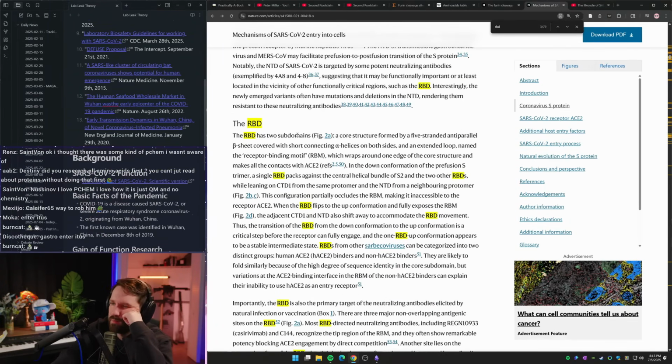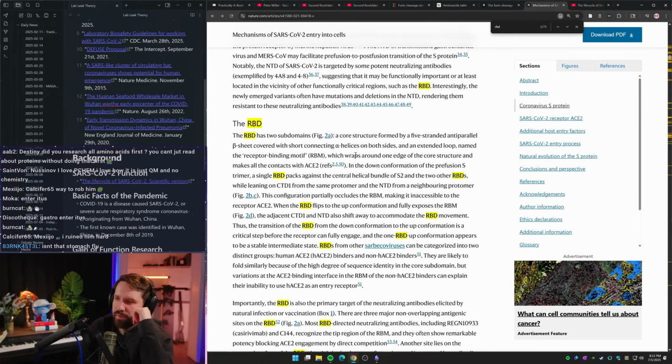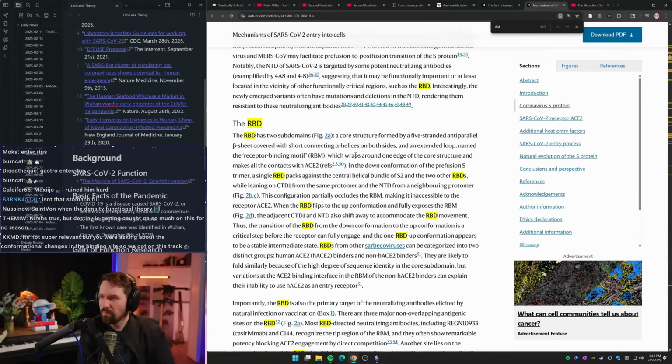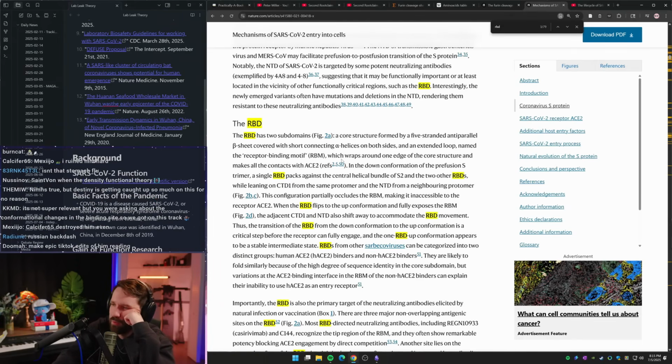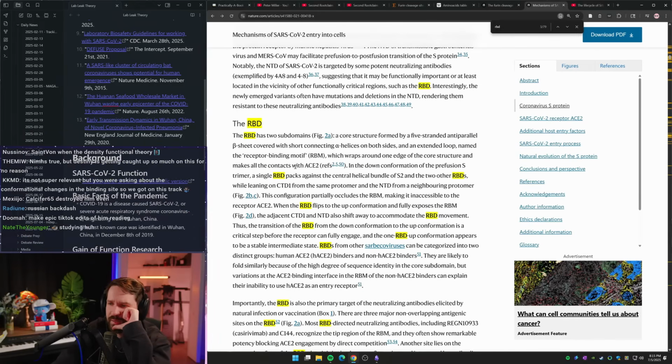The RBD has 2 subdomains, a core structure formed by a 5-stranded anti-parallel beta sheet covered with short connecting alpha helices on both sides, and an extended loop named the receptor binding motif, which wraps around one edge of the core structure and makes all the contacts with ACE2.